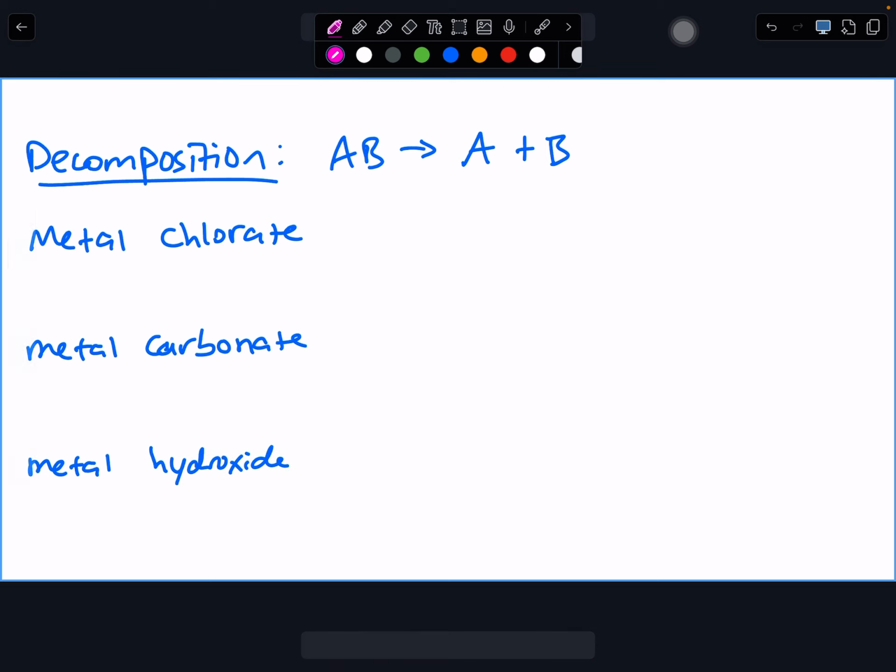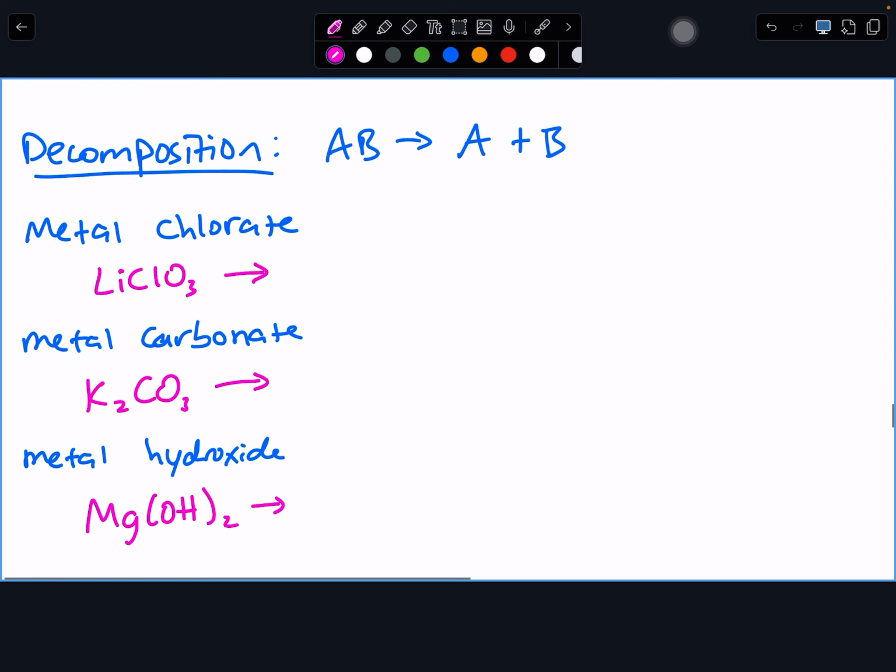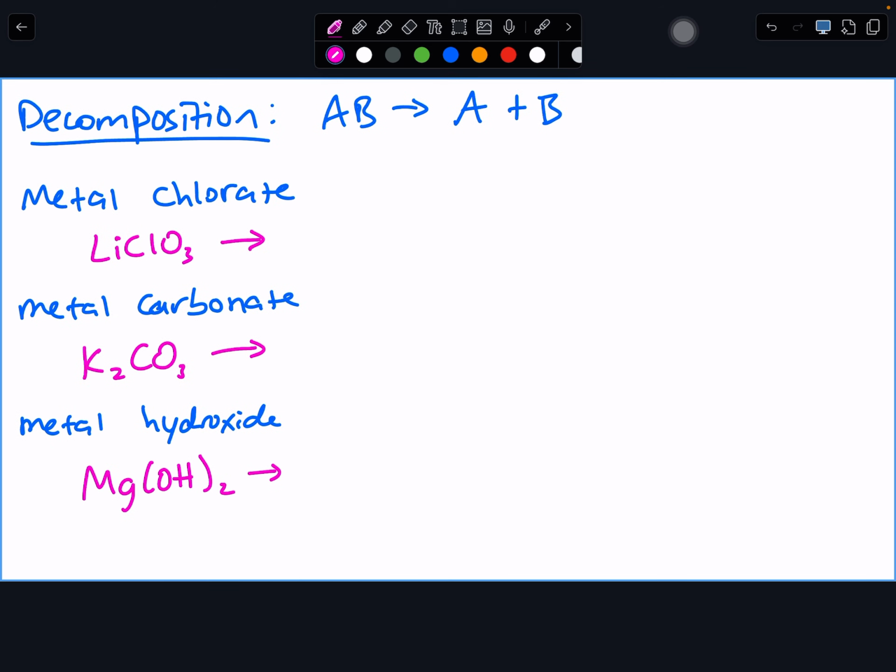This is what I mean by rules. So here's a metal chlorate. This is a metal carbonate. Chlorate is ClO3, negative. And then here's a metal hydroxide. Do you know what I mean when I say metal hydroxide, metal carbonate? You guys understand that? It's a metal and a carbonate, a metal and a chlorate, a metal and a hydroxide.